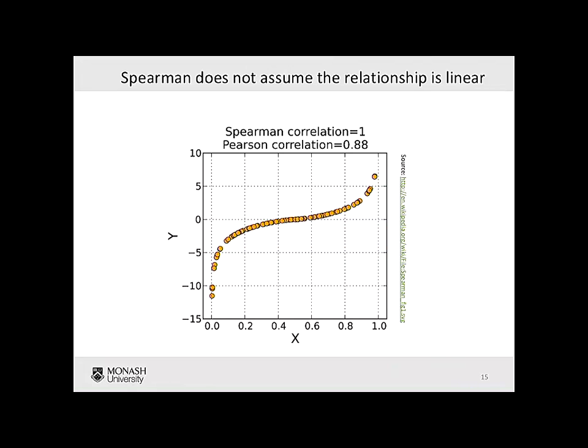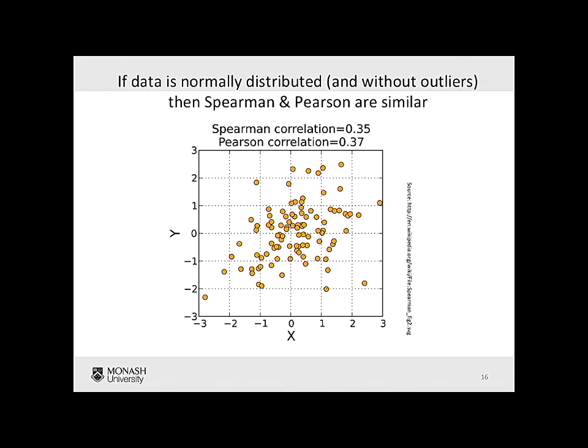This is what I meant earlier. Here we have a very slightly different value based on which one we use, because it's not assuming that the relationship is linear. And here it's actually not too bad, because it's very similar. That's because the data is normally distributed and there aren't any outliers. So it calculates pretty much the same when it's meeting these assumptions.